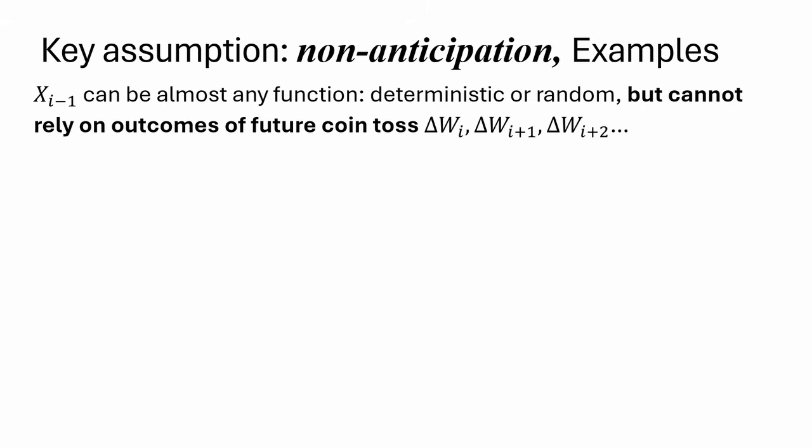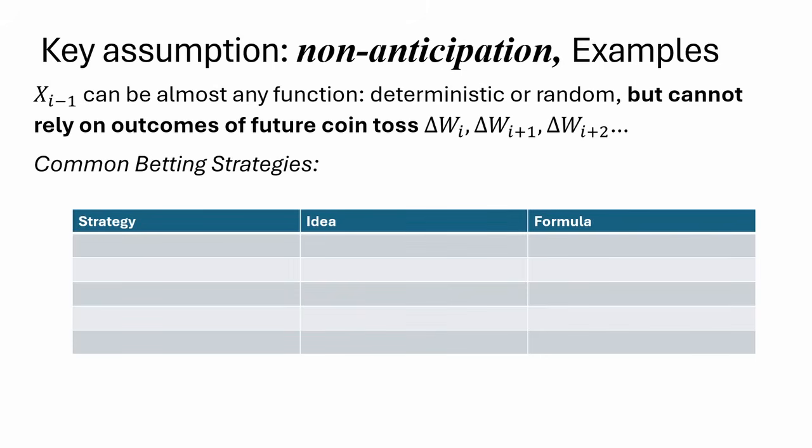X(i-1) can be almost any function. It can be deterministic or random. But it cannot rely on outcomes of future coin tosses. That would be cheating. Let's look at some common strategies, and we'll see that they all obey this assumption. First, we have the constant stake strategy, also known as buy and hold. The idea is to always bet the same amount. So x(i-1) is a constant c.